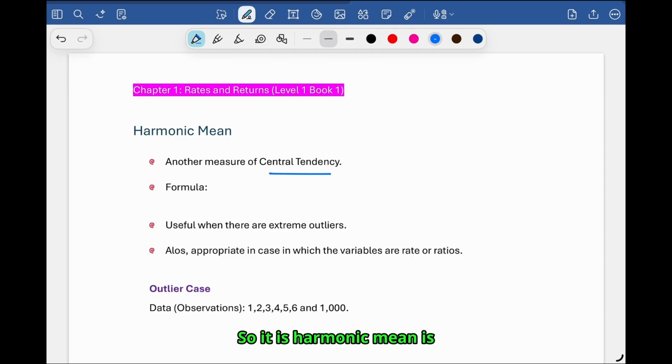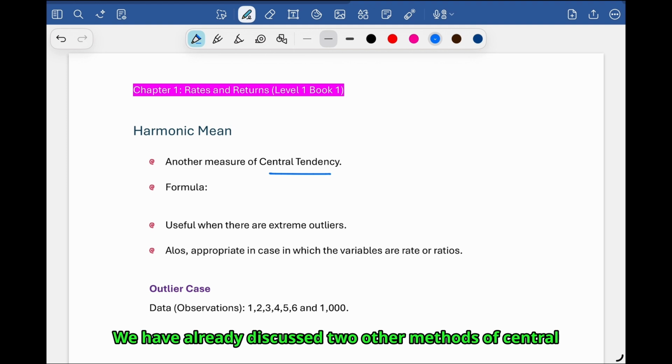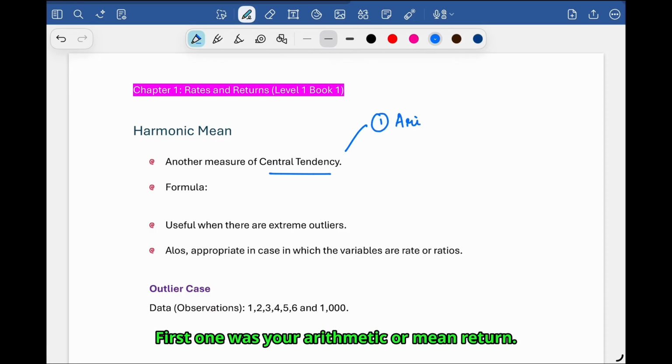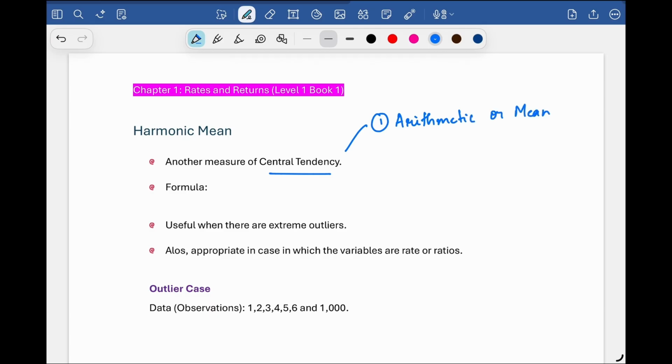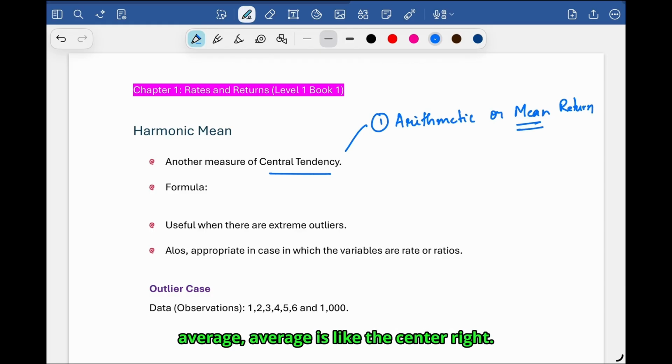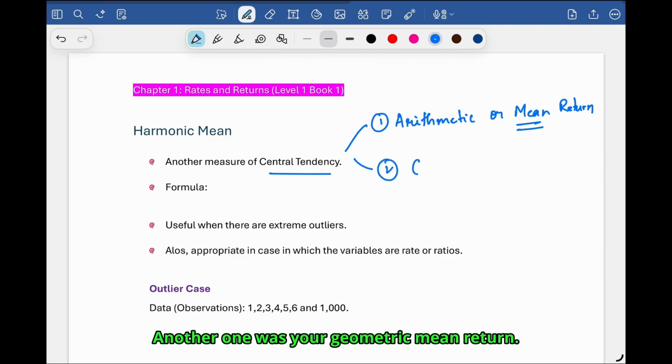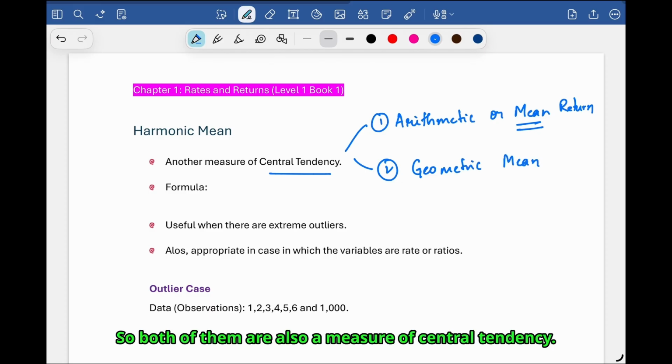Harmonic mean is another measure of central tendency. We have already discussed two other measures of central tendency. First one was your arithmetic or mean return. As you can see, mean is basically average. Average is like the center, right? Another one was your geometric mean return. So both of them are also a measure of central tendency.